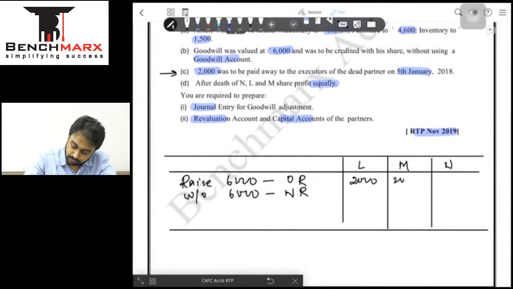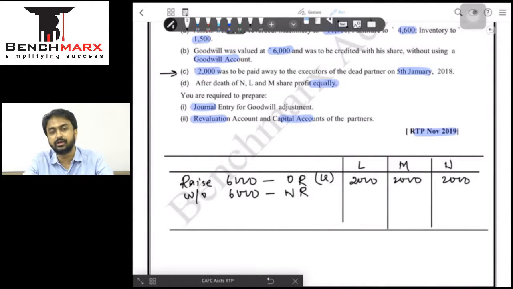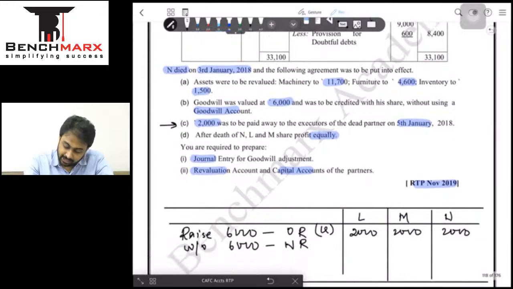2,000, 2,000 and 2,000. This all appears to be credit, because raise means goodwill is debited to partners' capital account. So partners' capital will get the credit, and the new ratio is again equal, and I think N has died, so it won't go to N, and equal appears to be 3,000 each. So 3,000, 3,000. This has to be debit.